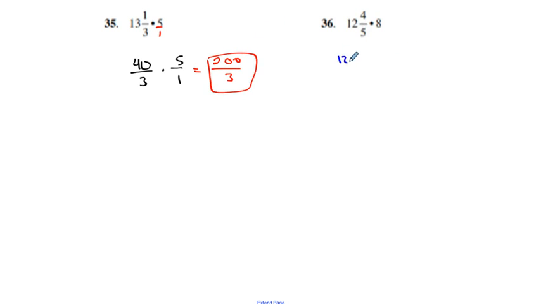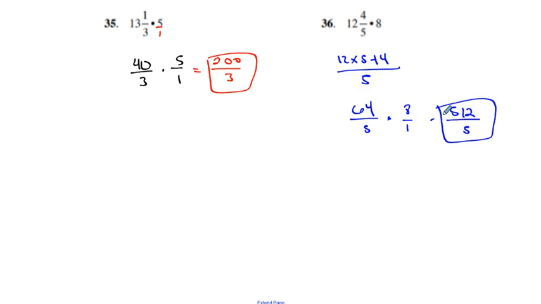This again is going to be 12 times 5 plus 4 all over 5. So 12 times 5 is 60. 60 plus 4 is 64/5 times 8/1. Nothing happens to simplify there, so you just have 64 times 8. You got 512/5 as an improper fraction. And if you want to convert, you can convert again. Just divide 5 into 512. That goes in there once.